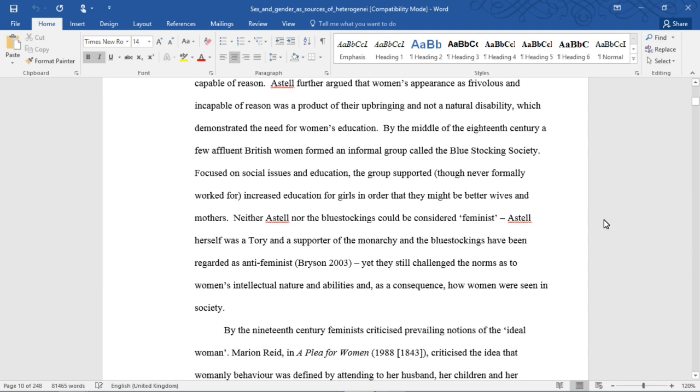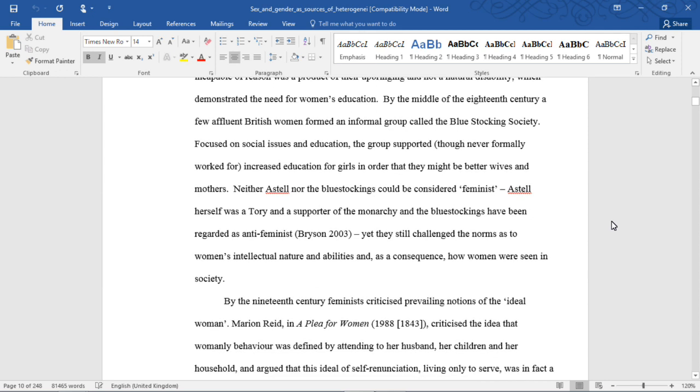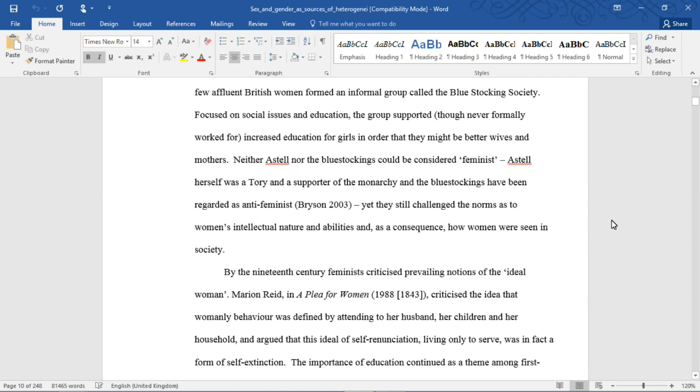By the middle of the 18th century, a few affluent British women formed an informal group called the Blue Stocking Society. Focused on social issues and education, the group supported, though never formally worked for, increased education for girls in order that they might be better wives and mothers. Neither Astell nor the Blue Stockings could be considered feminists. Astell herself was a Tory and a supporter of the monarchy, and the Blue Stockings have been regarded as anti-feminists.